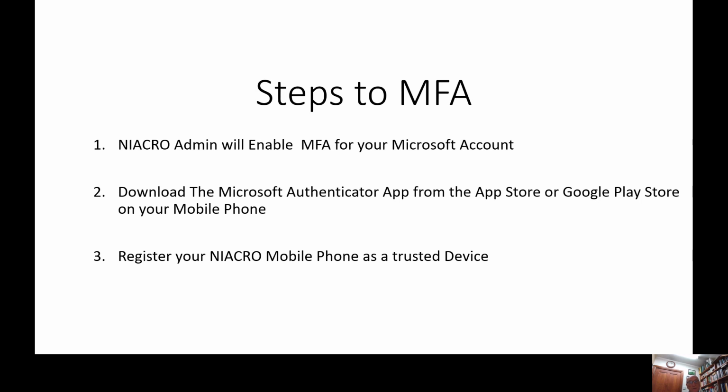There are essentially 3 steps to be completed to secure your applications on your mobile phone. Now, the first bit is NIACRO admin will enable MFA for your Microsoft account. Mairead will do this at her end, and then that means that you will be able to avail of the authenticator. Now, the next thing is from your perspective, you will download the Microsoft Authenticator app from the App Store, or the Google Play Store if you have an Android phone, down onto your mobile phone.